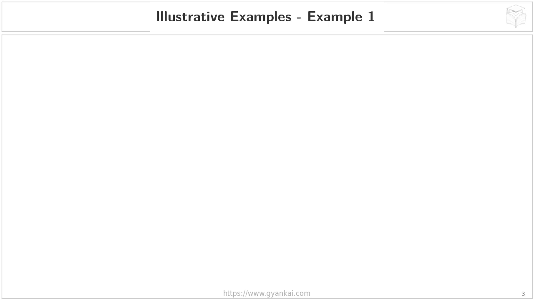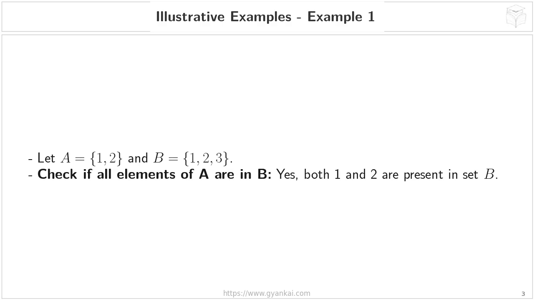Illustrative examples, Example 1. Let's look at our first example to really solidify the idea of a proper subset. Here, we have two sets. Set A, which contains the elements 1 and 2, and set B, which contains the elements 1, 2, and 3. Remember from the previous slides, to determine if a set is a proper subset, we need to check two things. First, we need to verify if all the elements of set A are also present in set B. Looking at our sets, we can see that yes, both 1 and 2, which are the elements of A, are indeed present in set B.